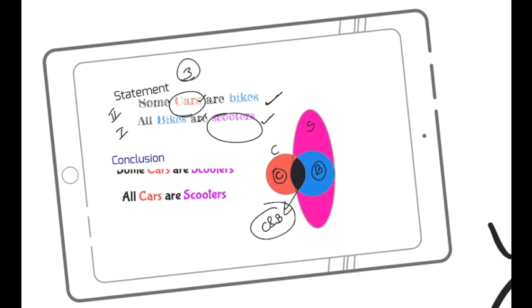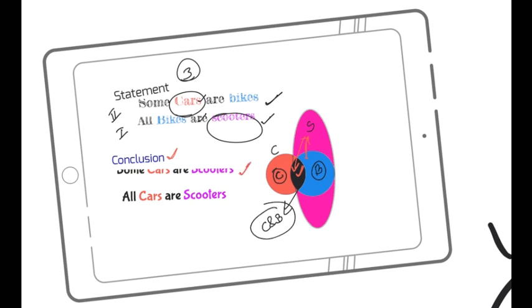Which is my black part. Now check this. This black part is some cars are bike, and all the bikes are scooters. So can I say surely? Because conclusion is something that you can say with absolute surety. So can I say surely some scooters are cars? Yes, because some scooters are bike and all bikes are scooters. So I can say some scooters are cars.